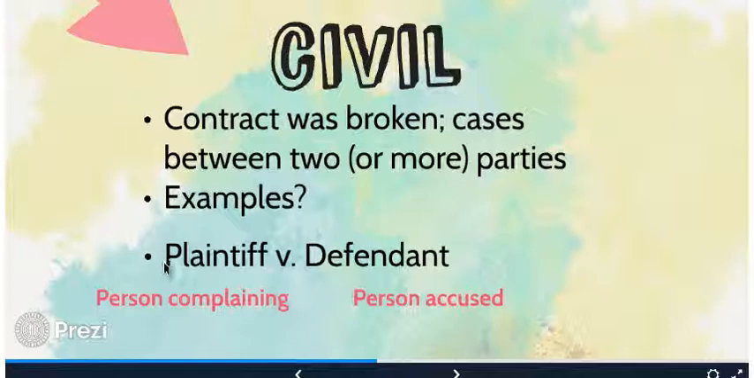So the plaintiff is the person who is actually complaining. Plaintiff, complaining, right? And the defendant is again the person who is accused of not paying up, not doing what they're supposed to do, not upholding their end of the contract, that type of thing.